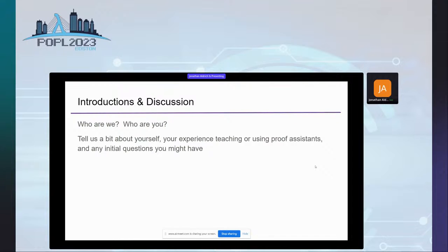Excellent. Hi, I'm Scott. I'm a PhD student at Stanford. I do some work on theorem proving and Lean, and I'm generally interested in teaching PL and compiler concepts and introducing people to theorem provers. Excellent.